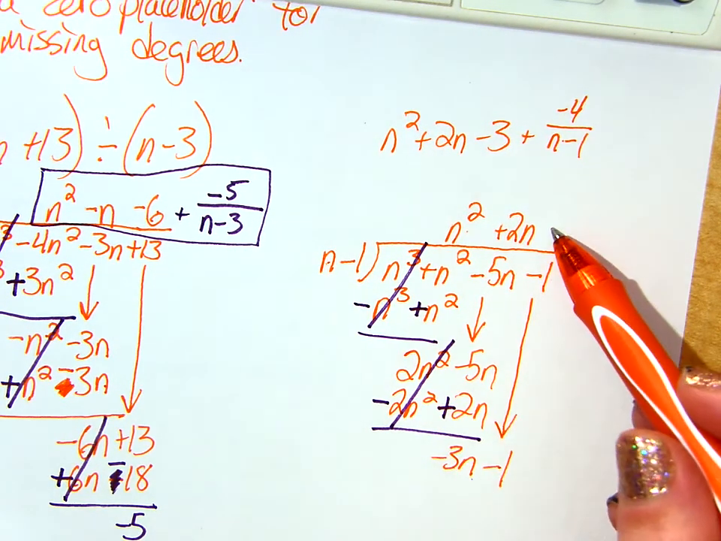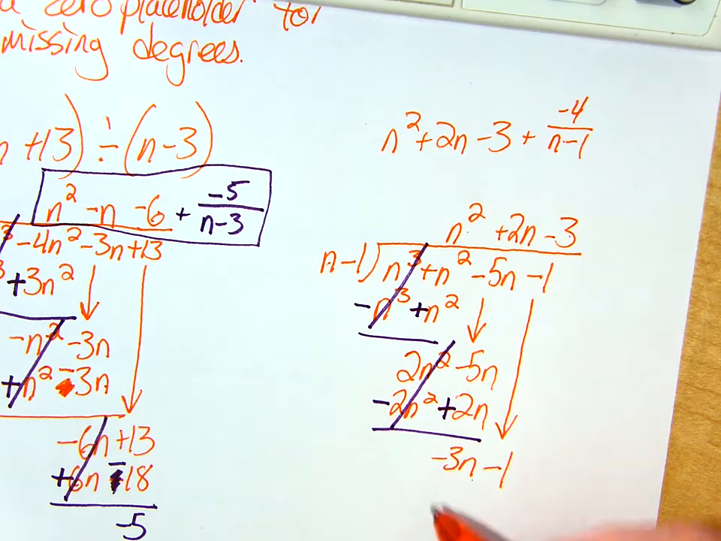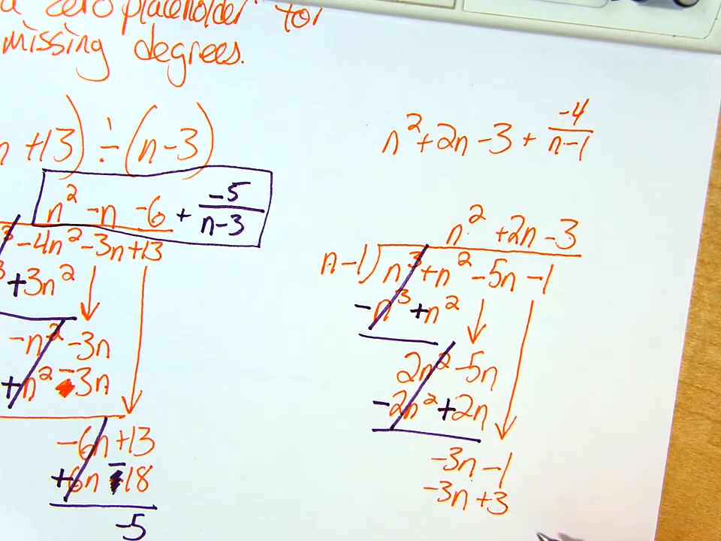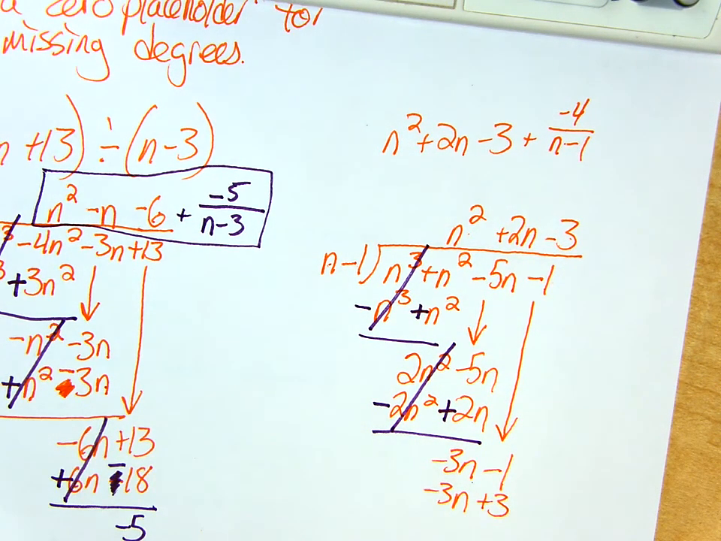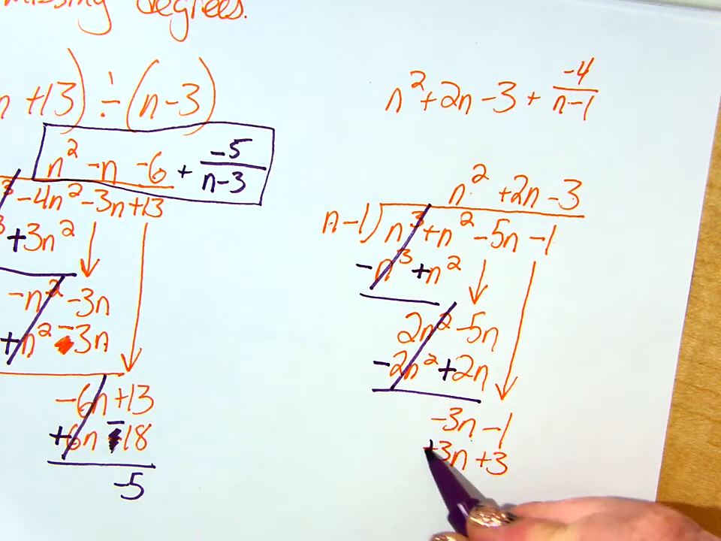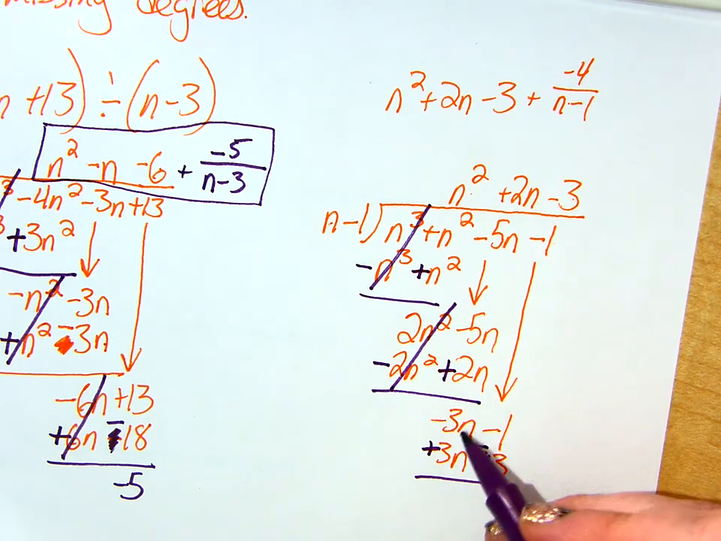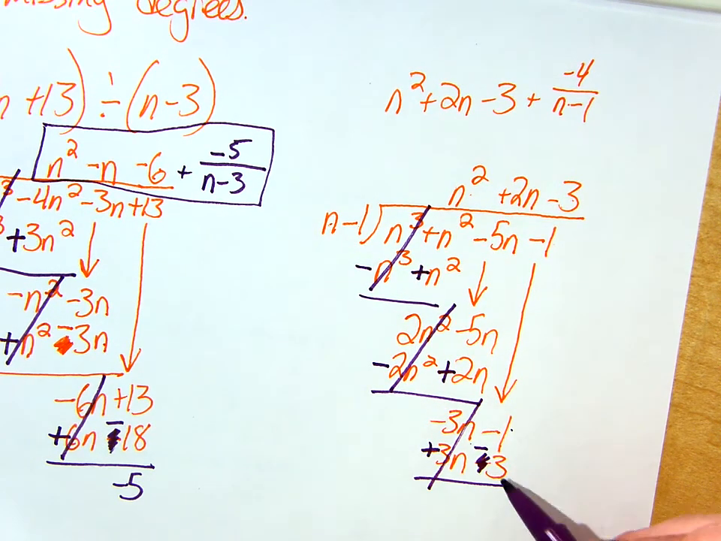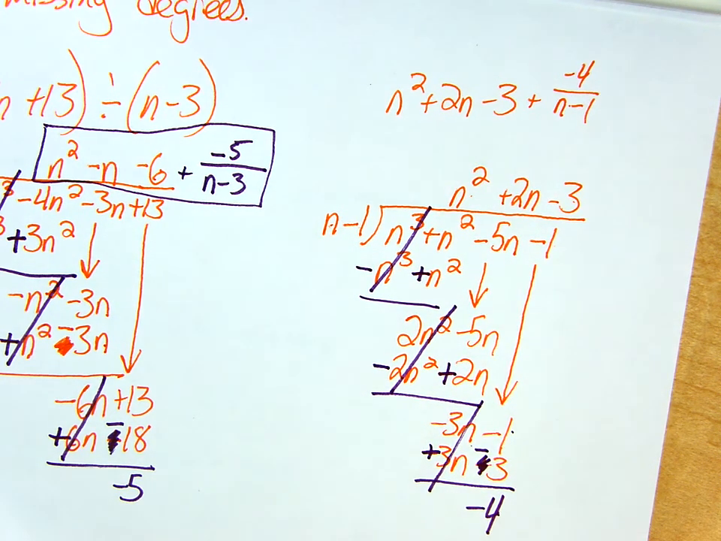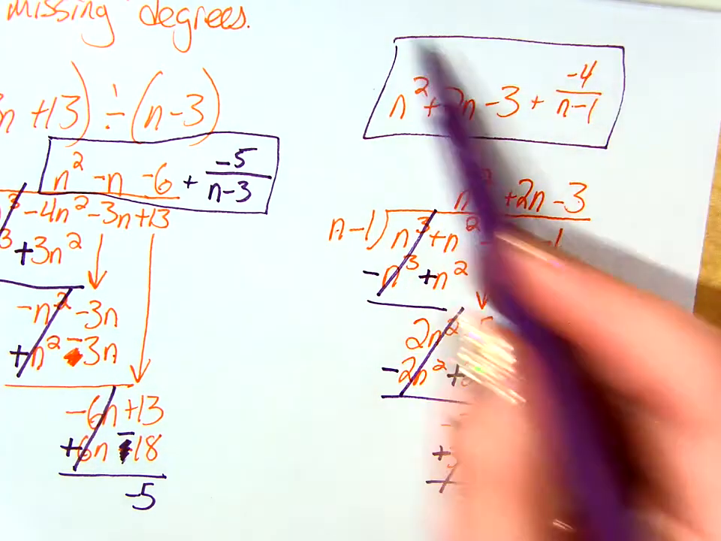What's going to go up top? Negative 3. Negative 3 times n is negative 3n. Negative 3 times negative 1 is a positive 3. But you must subtract them both. So this turns into a plus. This now becomes a minus. Negative 3n plus 3n is gone. Negative 1 and negative 3 get me negative 4. So I agree. There's a correct answer right there.